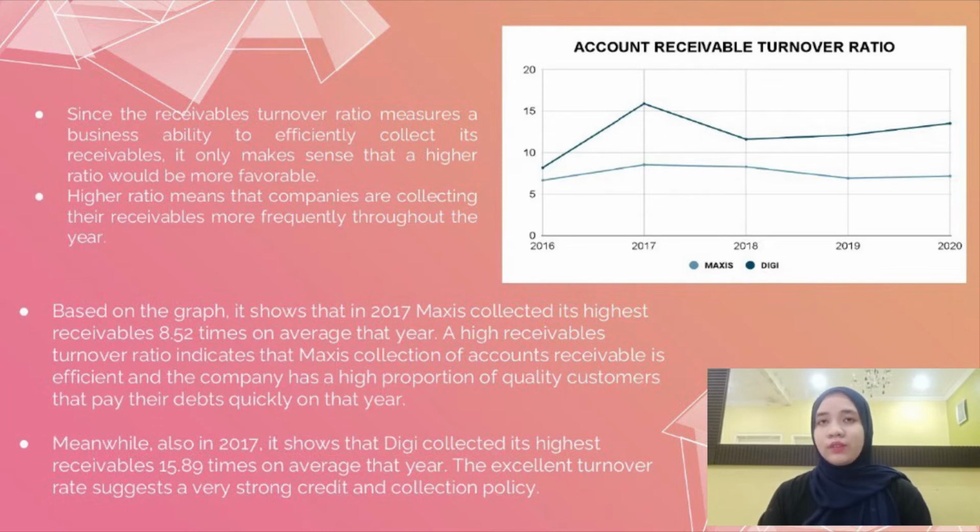So based on the graph, in 2017, Maxis collected its receivables 8.52 times on average that year, its highest. A high receivables turnover ratio indicates that Maxis's collection of accounts receivable is efficient, and the company has a high proportion of quality customers that pay their debts quickly that year. Meanwhile, also in 2017, DG collected its receivables 15.89 times on average, its highest. The excellent turnover rate suggests a very strong credit and collection policy at DG.